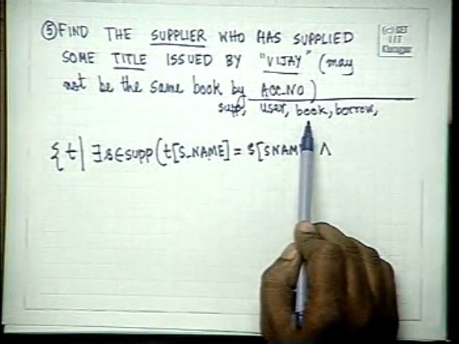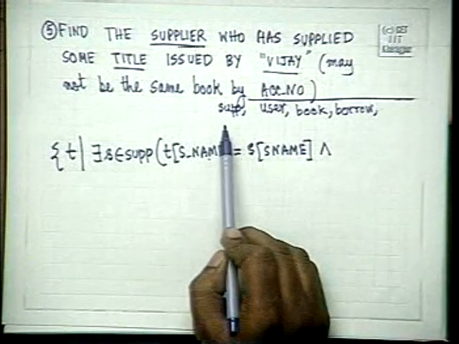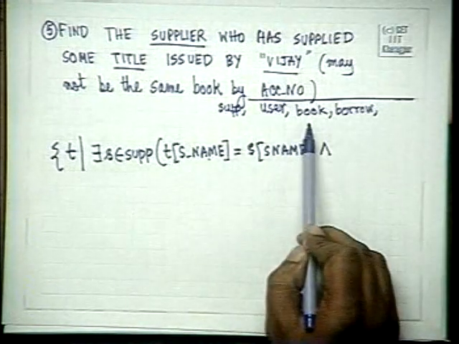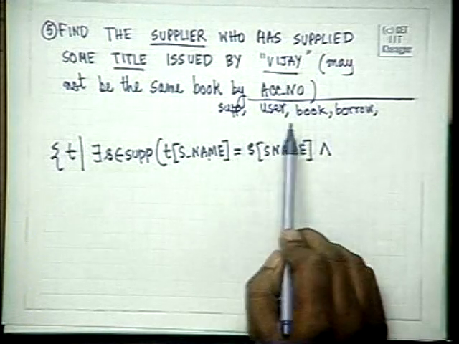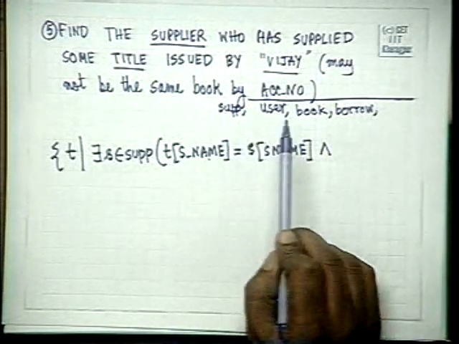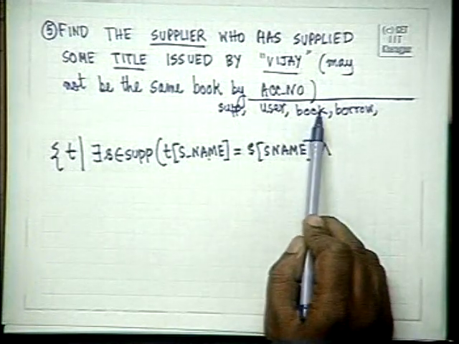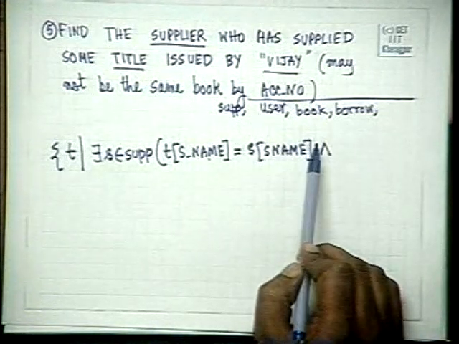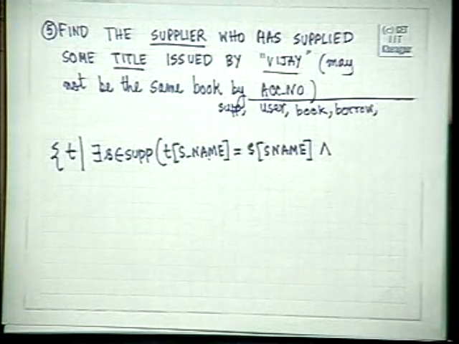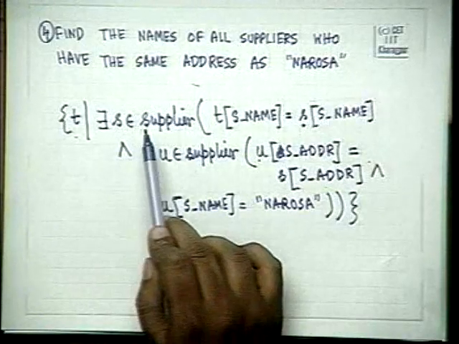Then from the book and the title, you will have to use this book relation twice. Firstly, you will have to use this book relation to get the accession number and title of the book, and then you have to find another book which has the same title and it has been issued by Vijay. The previous one is part of using the same relation twice.